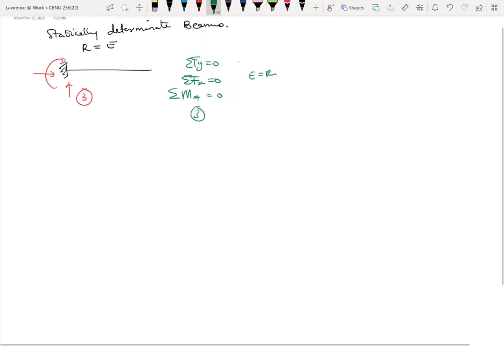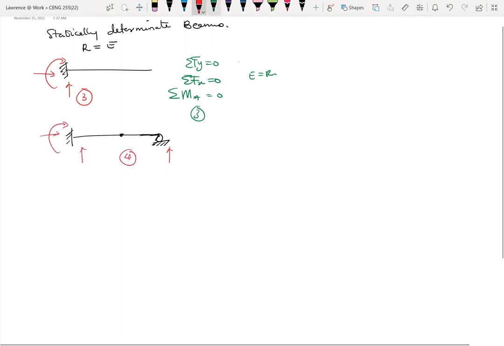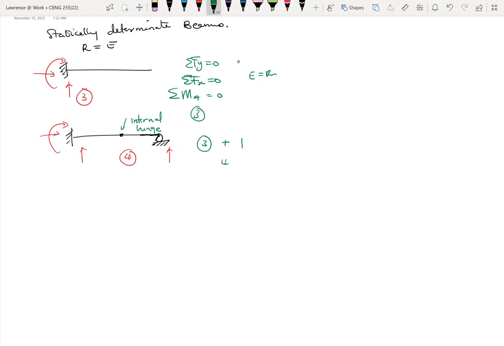You also know that if you have a case like this, how many unknowns do you have? One, two, three, so four unknowns. Your equations are three, but because of this internal hinge, your equation becomes three plus one. So in the end, you have four equations. So again, E equals R.